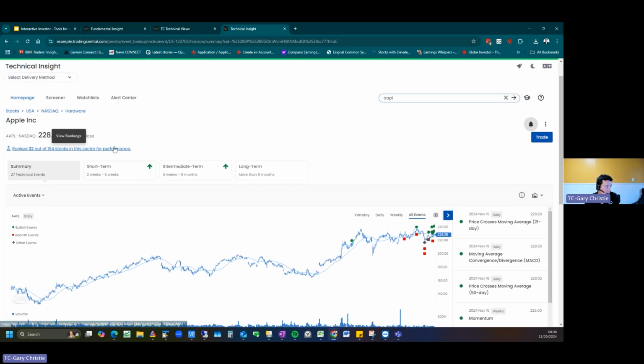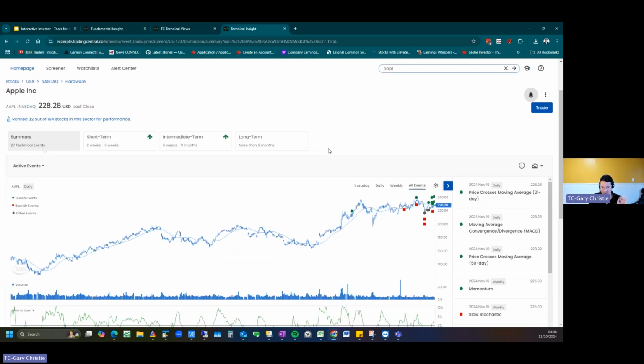Right? So I have Apple, and there's a lot of information here. Let's just touch on this right now while we're here. So we have a whole variety of timing on this, so we can do short-term, mid-term, long-term. And the objective of this tool is to give you every possible technical event that has been confirmed, right? So what we're looking at here is Apple ranks 32 out of 194 stocks in the sector based on price performance. That's a whole other thing.